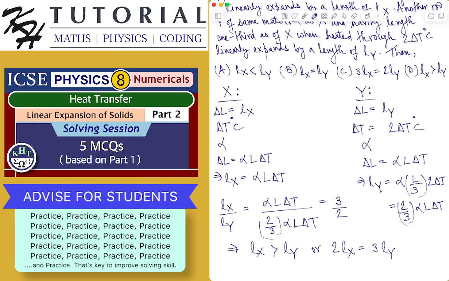The first choice A says Lx is less than Ly. No, that is wrong. Choice B, Lx is equal to Ly, is wrong. Choice C, 3Lx is equal to twice Ly. No, that is wrong. And choice D says Lx is greater than Ly. So choice D has to be the correct choice.